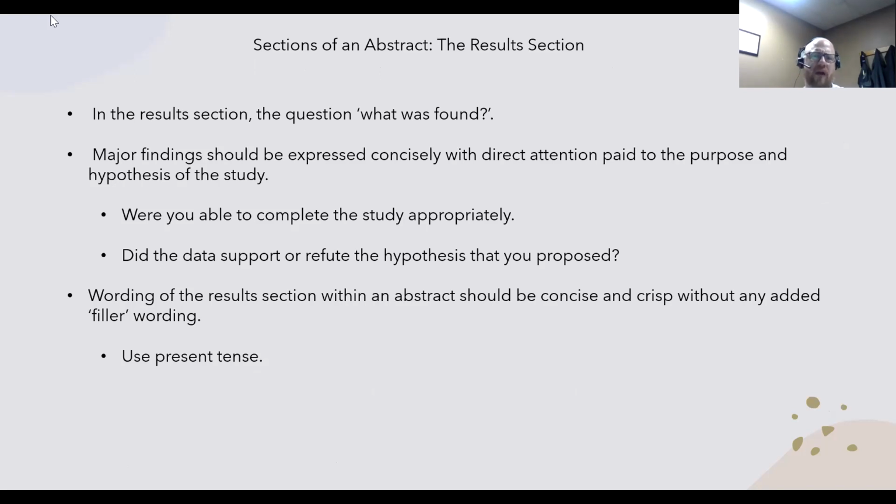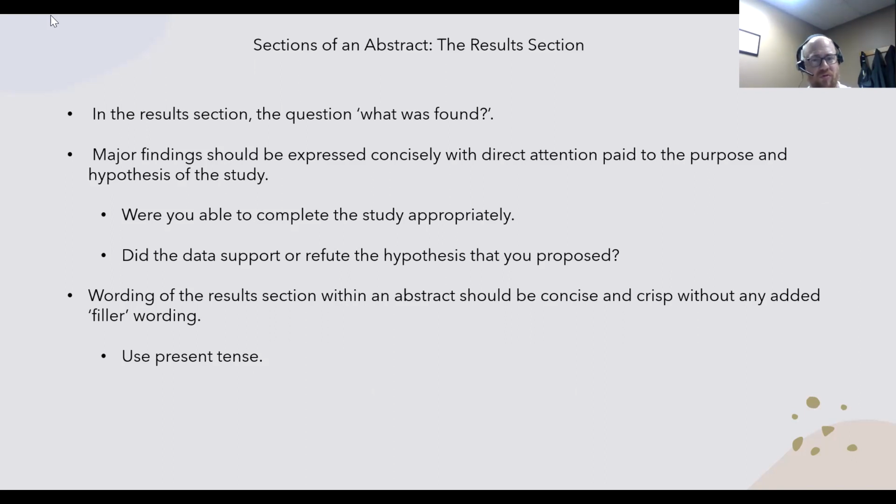Okay, the results section. So ultimately, the question we're answering here is, what did we find? Right. So the major findings, once again, should be expressed here very concisely. But we do so right here in the context of the purpose and hypothesis of the study. We're really seeking to answer 2 questions. Did we accomplish the purpose of the study that we set out to in the first place? And with that hypothesis, was that hypothesis supported or was it rejected, right?